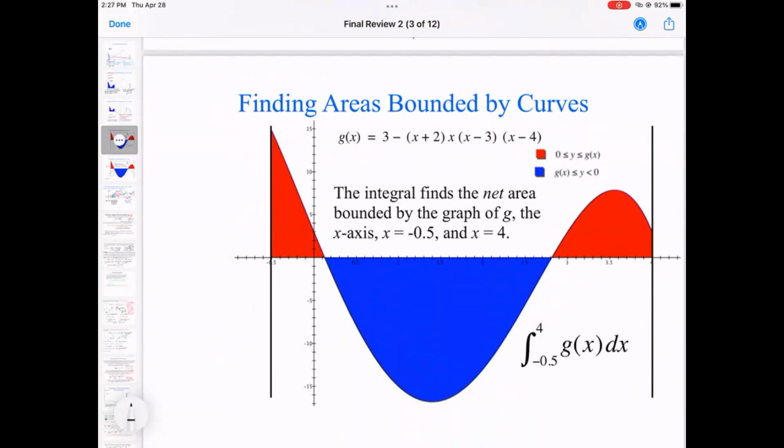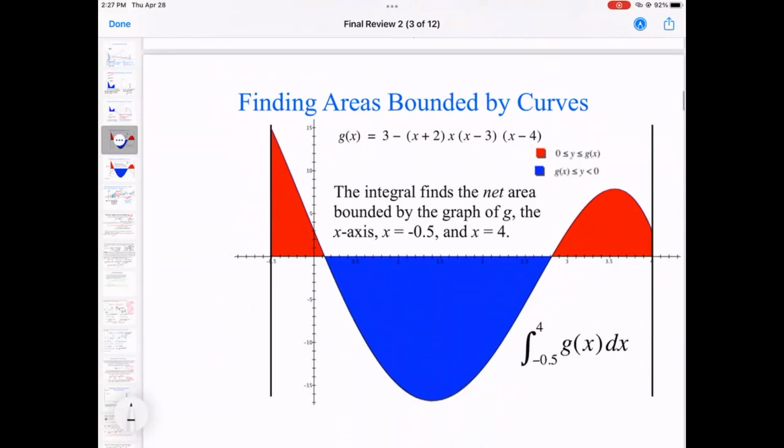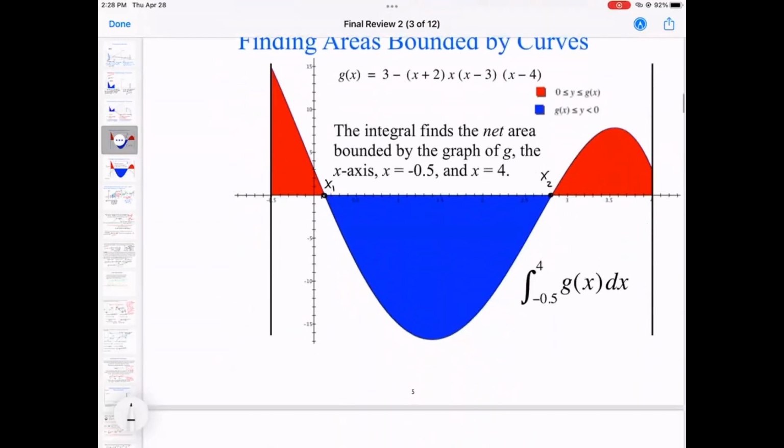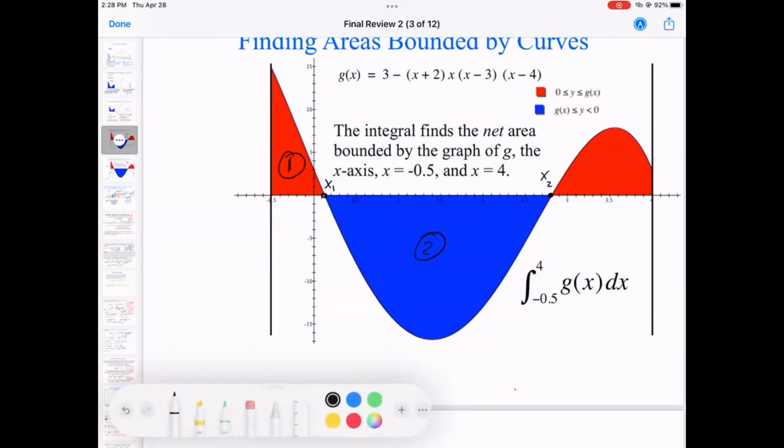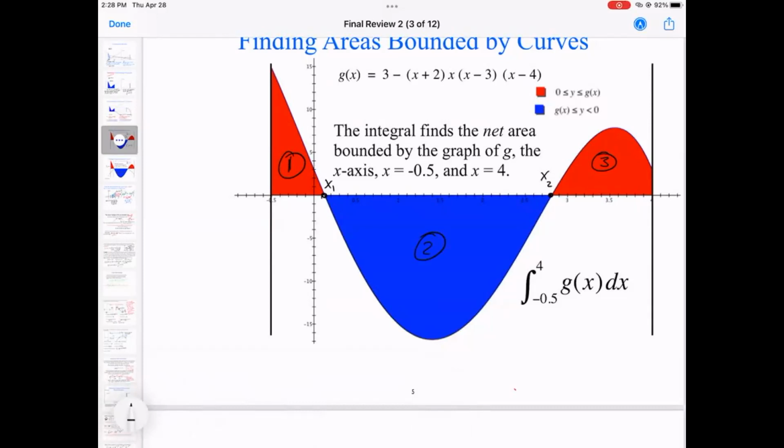For example, if I want to calculate the area enclosed by this curve here, which is g of x, what should I do? We could use an integral to calculate it. Let's say this intersection point here is x1 and this one is x2. Now, how can you calculate the first red segment? This is the first one, this is the second one, and this is the third one here. We're not going to calculate it, but can you write an integral which calculates the first red area?